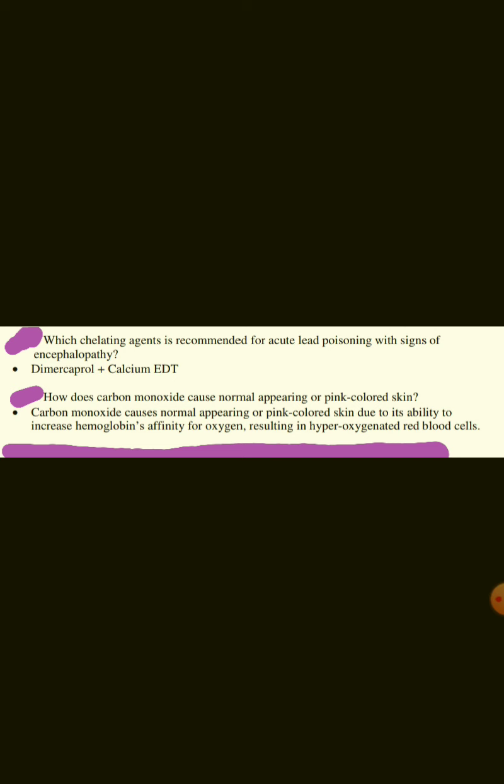Question. Which chelating agent is recommended for acute lead poisoning with signs of encephalopathy? Dimercaprol plus calcium EDTA. Question. How does carbon monoxide cause normal appearing or pink colored skin? Carbon monoxide causes normal appearing or pink colored skin due to its ability to increase hemoglobin's affinity for oxygen, resulting in hyperoxygenated red blood cells.